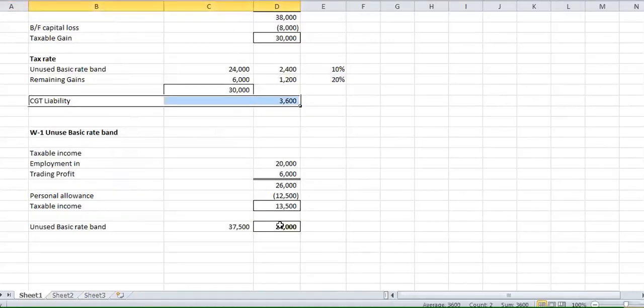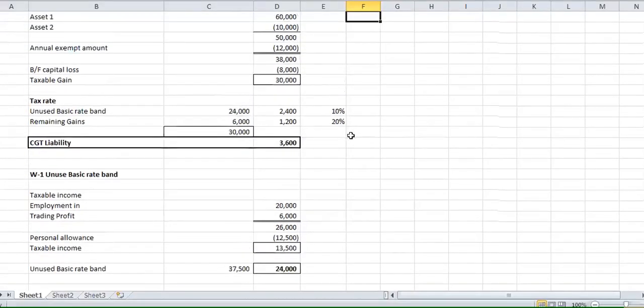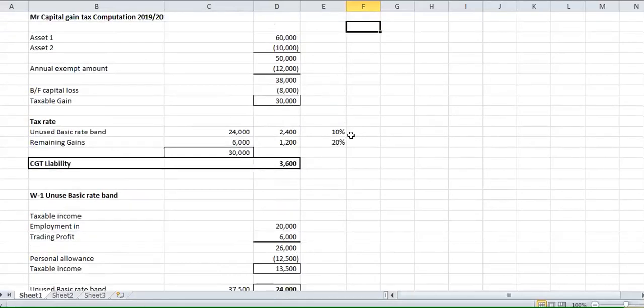Students, you can ask if you have any confusion. It's not that technical. You just have to calculate unused basic rate band. Total taxable gain is 30,000. You will apply lower rate of tax on unused basic rate band, and you will apply a higher rate of tax on remaining taxable gains. Students, are you able to understand this example? Tell me if you have any confusion.